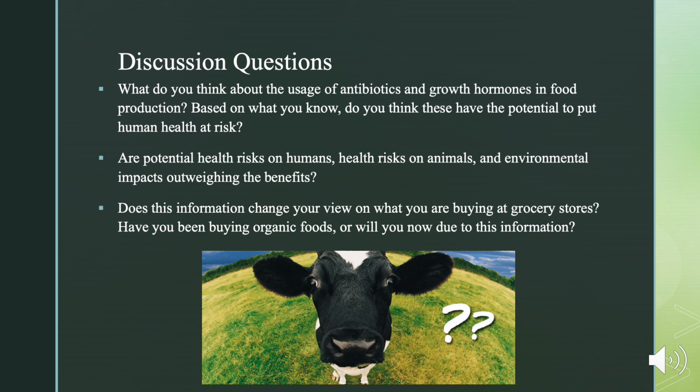Some discussion questions I wanted to include are: What do you think about the usage of antibiotics and growth hormones in food production? Based on what you know and the information I presented, do you think these have the potential to put human health at risk? Are potential health risks on humans, health risks on animals, and environmental impacts outweighing the benefits? Does this information change your view on what you are buying at grocery stores? Have you been buying organic foods, or will you now due to this new information?